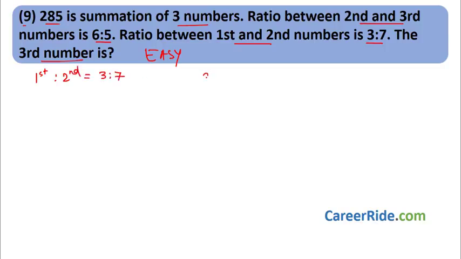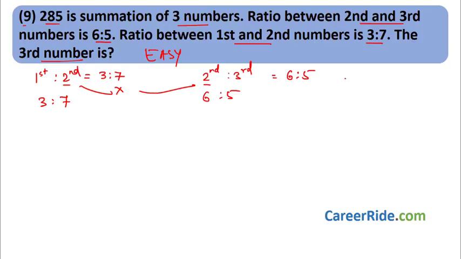3:7. The ratio between the second and third number is 6:5. We have the second number over here, and we have the second number over here, right? I'll write it over here so it becomes easier to compare. But the values of both are not the same. So what to do? Just make the value the same.